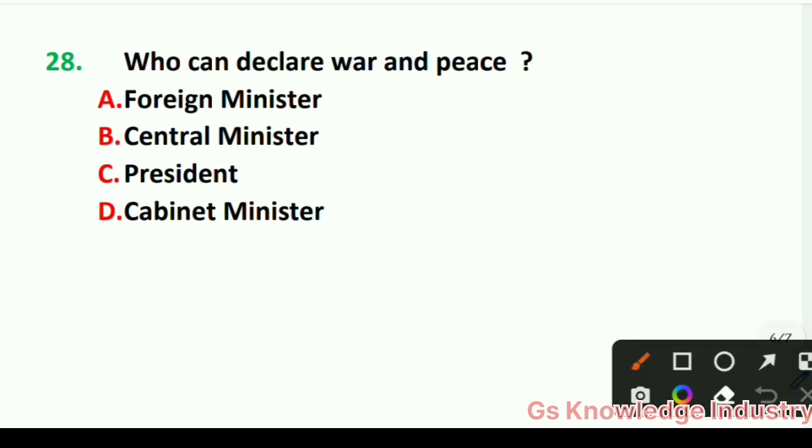28 number question. Who can declare war and peace? Option A, Foreign Minister. Option B, Central Minister. Option C, President. Option D, Cabinet Minister. Here the right answer is option C, President, right?